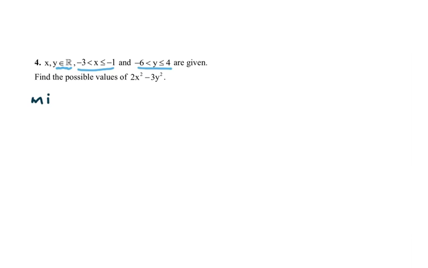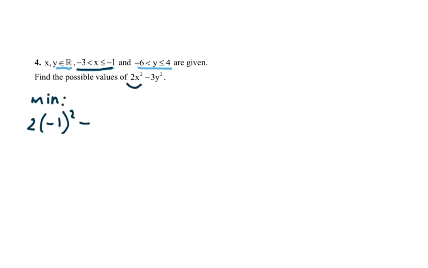So we want to find the minimum value here. So for the minimum value, we want this 2x squared to be the smallest we can. And remember that when we square a number, it's going to make it positive. So we want the smallest value in this first range for x, and I think we can see -1 will be the smallest. So 2 times -1 will make that the smallest squared.